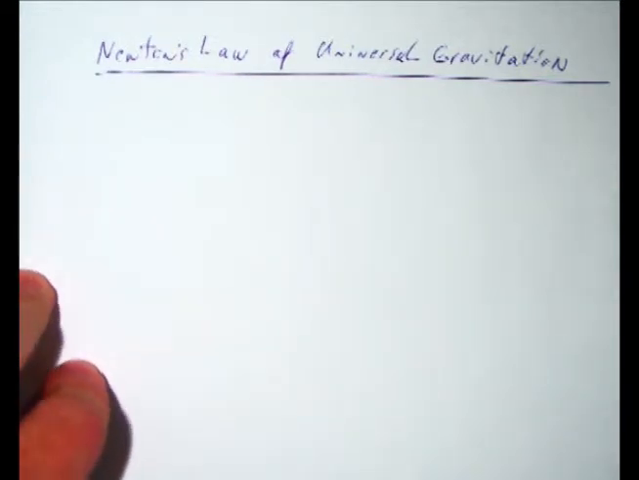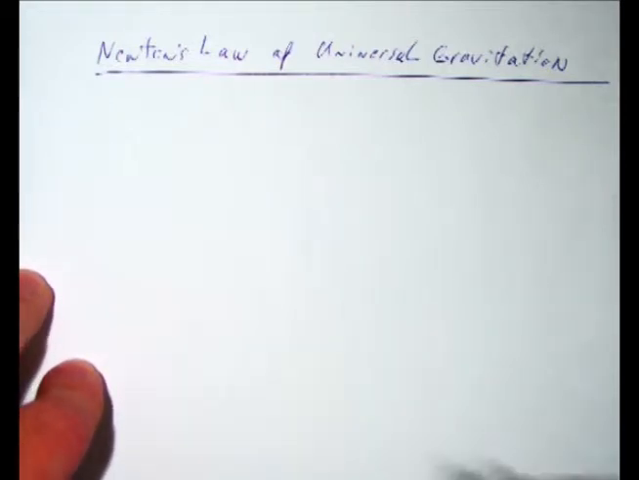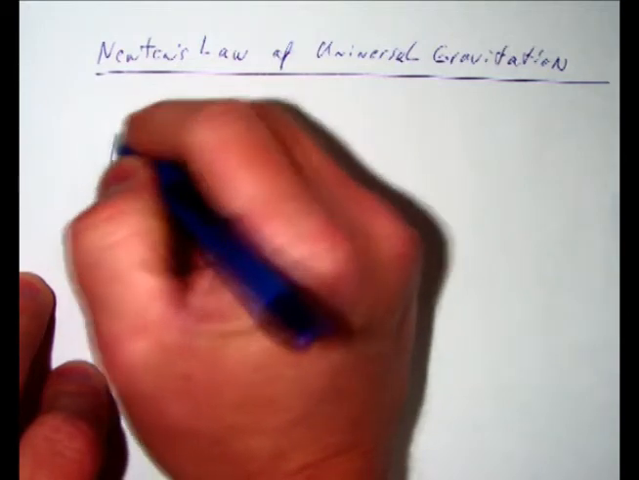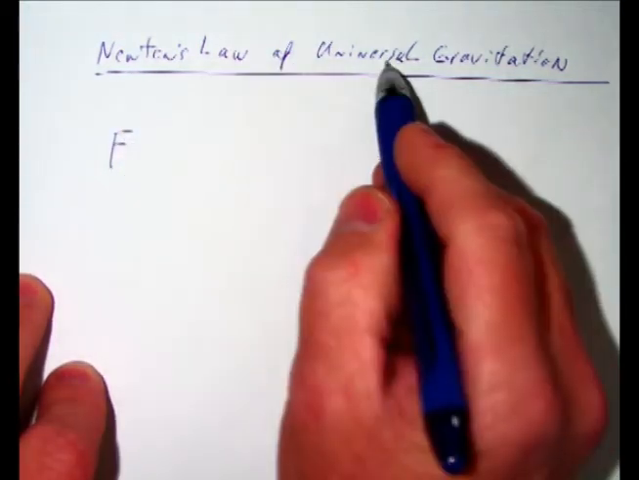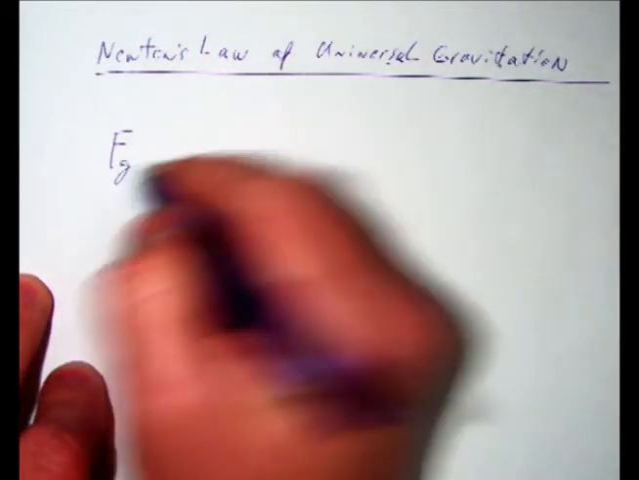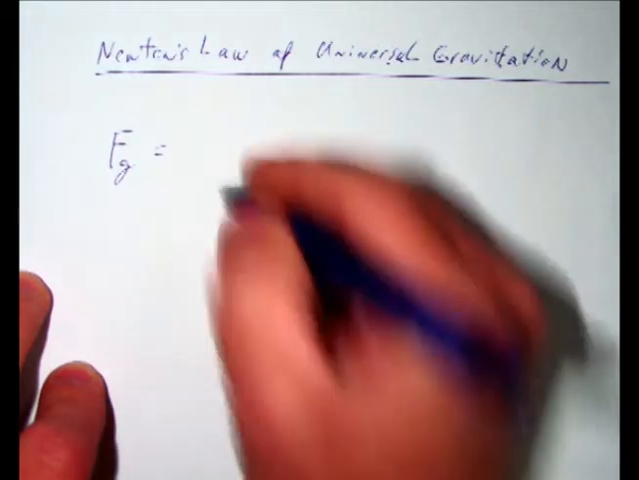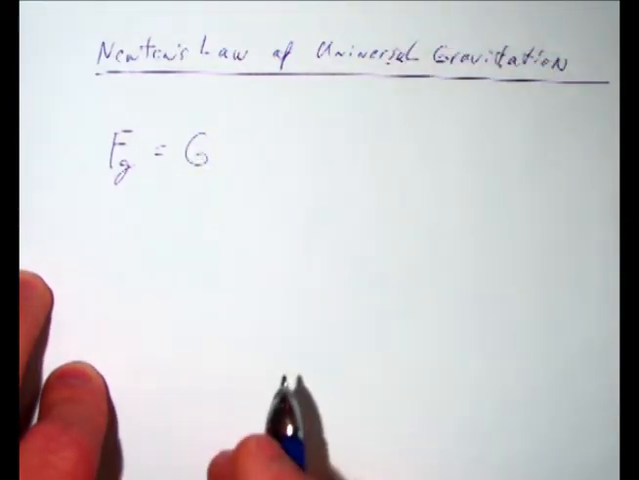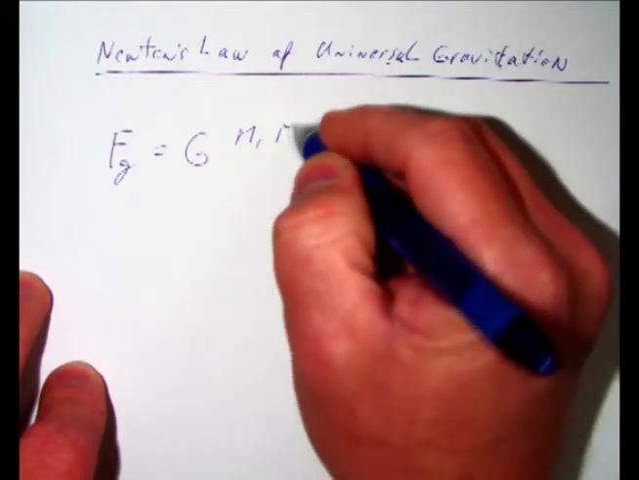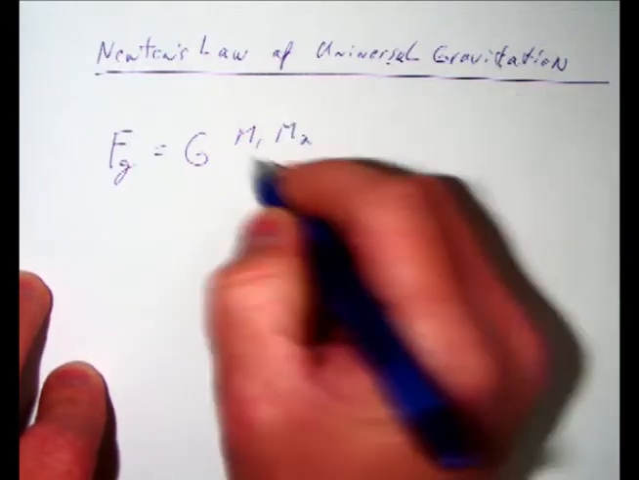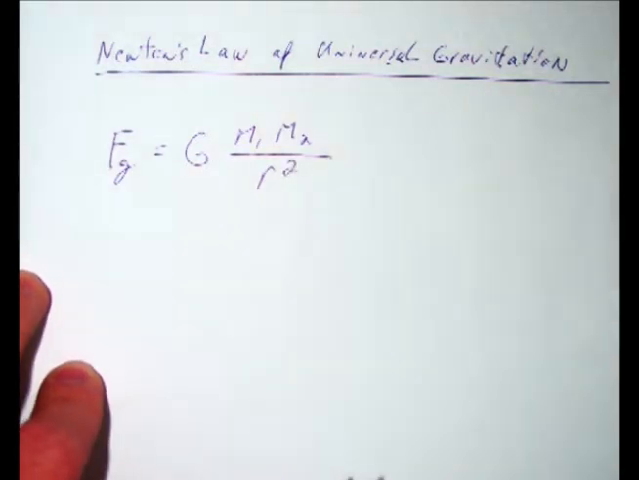Again, you don't have to memorize the formulas at this level of the class. All you have to do is be able to select it. So, we're going to have the force of gravity, because it's Newton's law of universal gravitation. So the force of gravity between any two objects in the universe is equal to big G times the mass of the first object times the mass of the second object divided by the radius between the two objects squared.